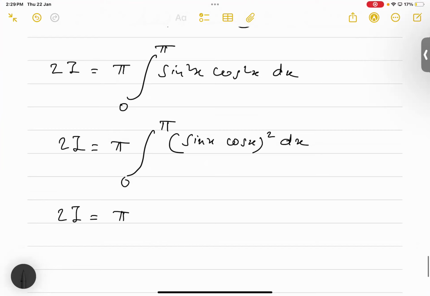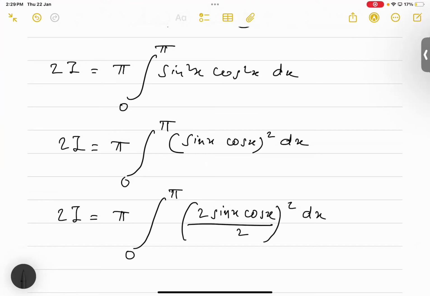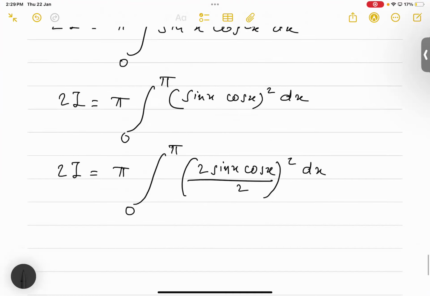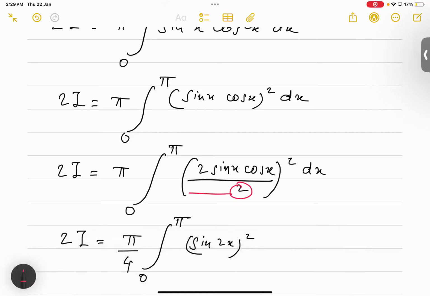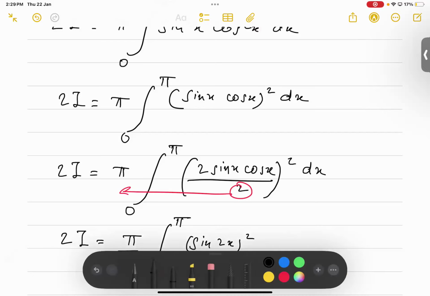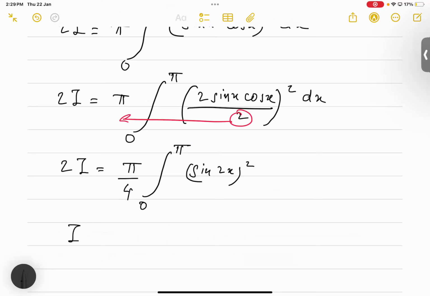Now it is supposed to be done. Multiply and divide by 2 within the bracket. What is 2 sin x cos x? I am writing pi by 4. How pi by 4? This 2 over here will be squared and it will shift outside. I is equal to pi by 8, 0 to pi sin square 2x dx.